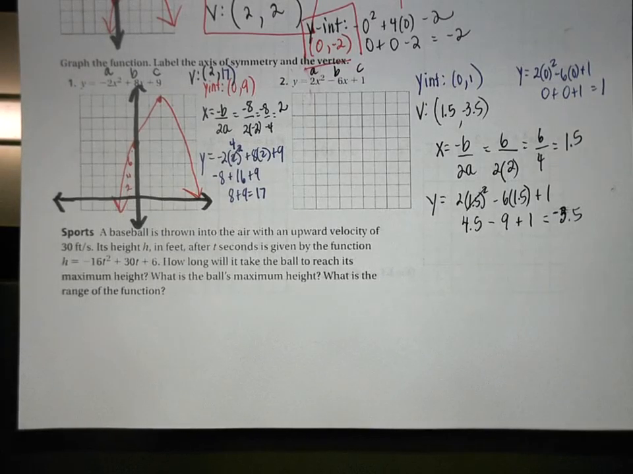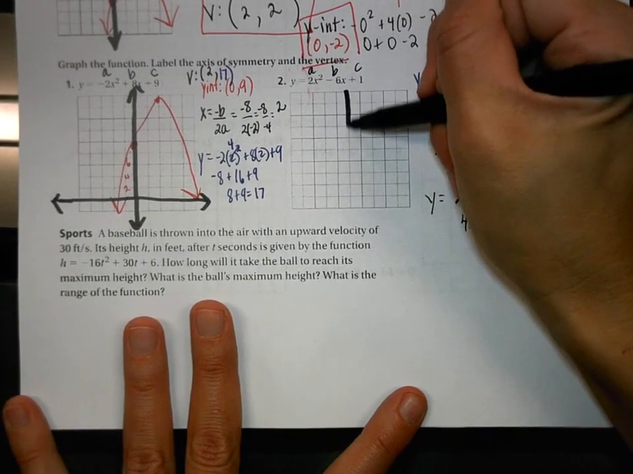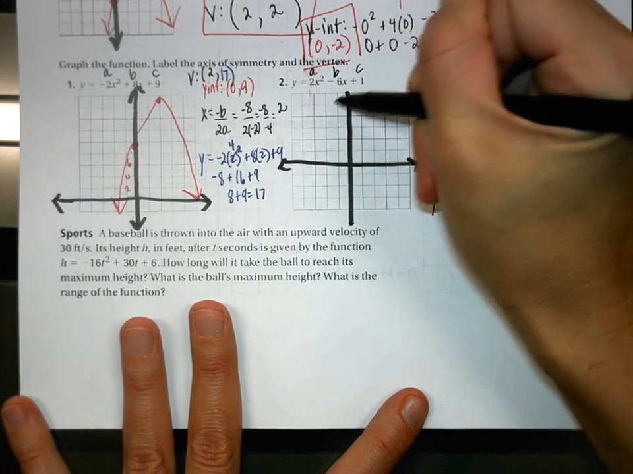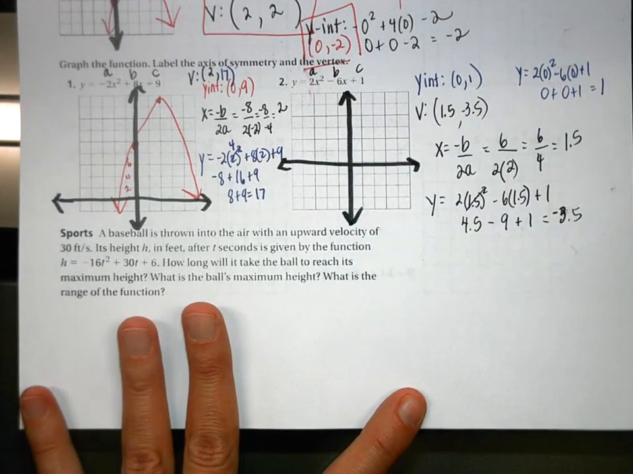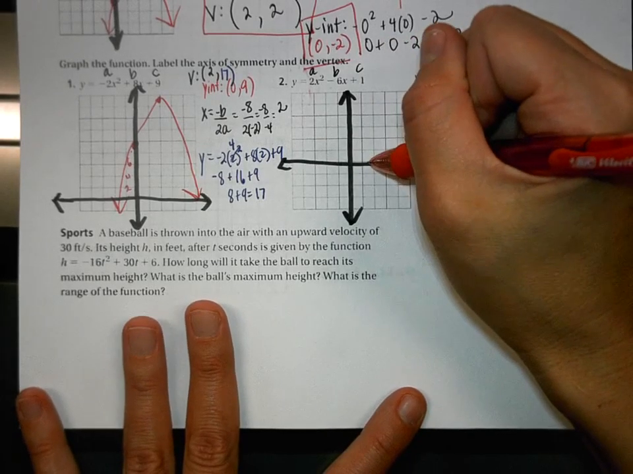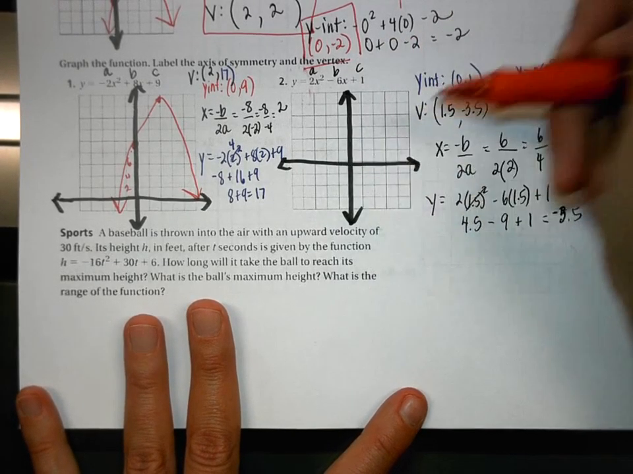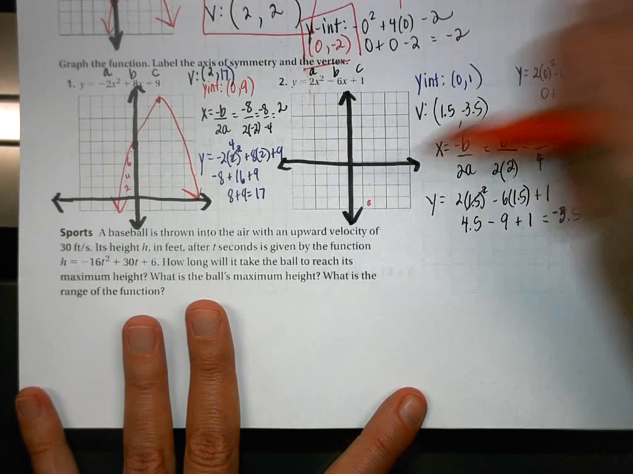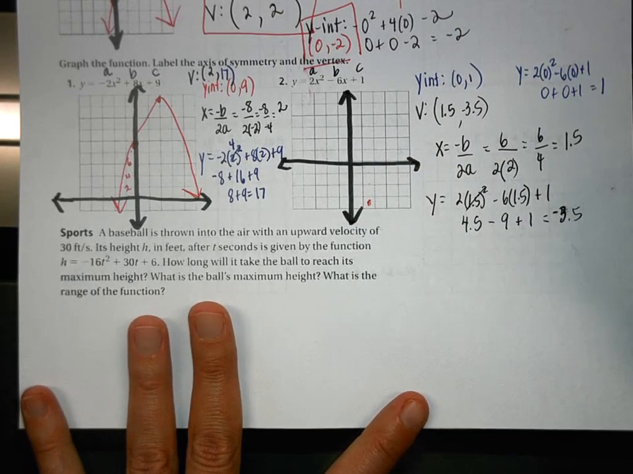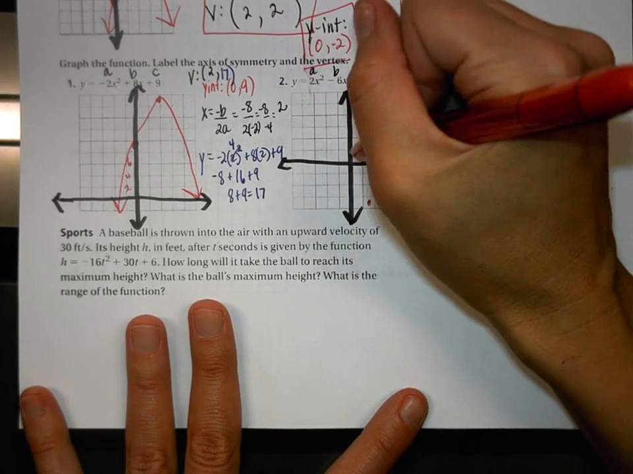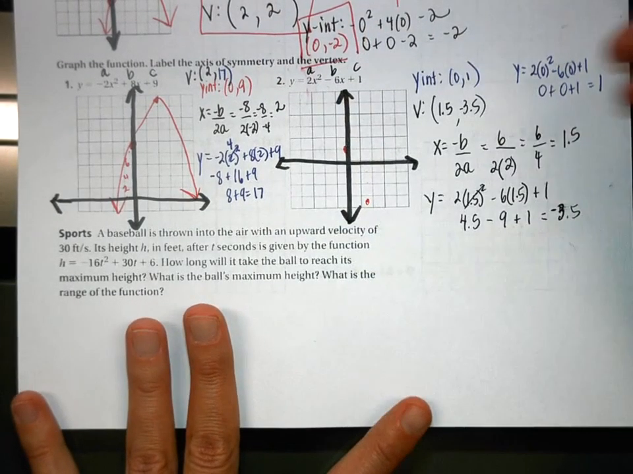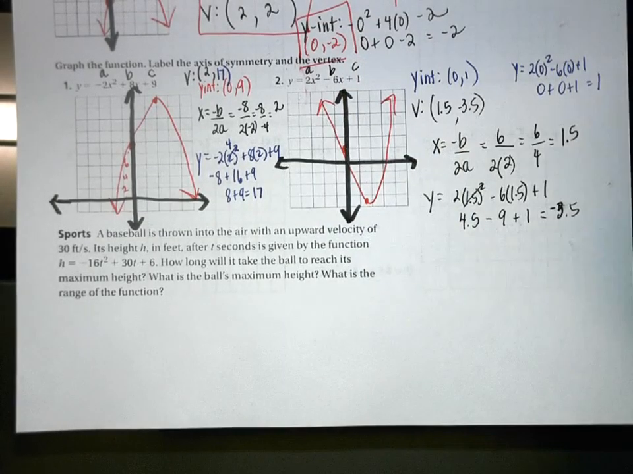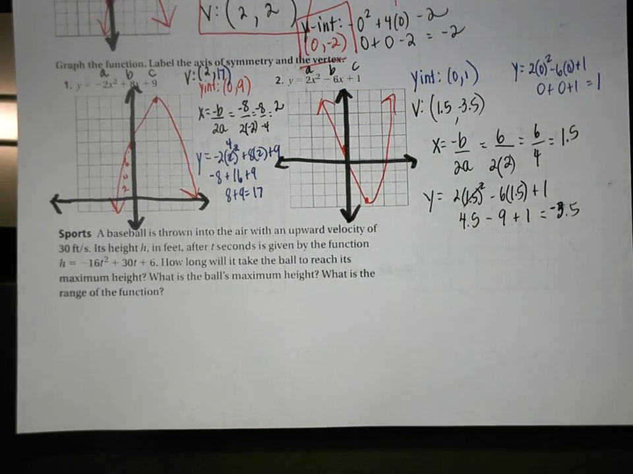So when we go plot this, we need to first make our x and y axis. So 1.5 is in between 1 and 2. And then we're going to go down 3.5. So 1, 2, 3.5, which would be between negative 3 and negative 4. And then 0, 1 is my y-intercept. And so then you can draw your parabola. Okay, questions?